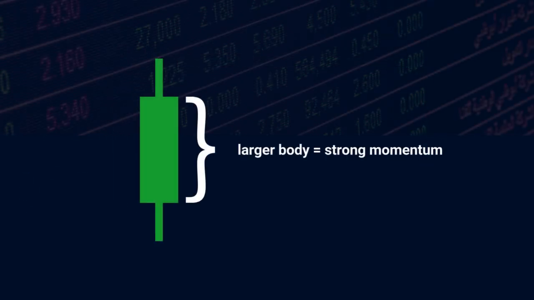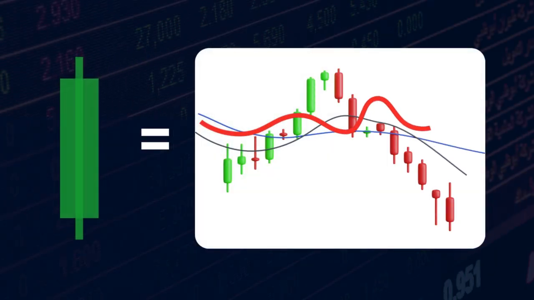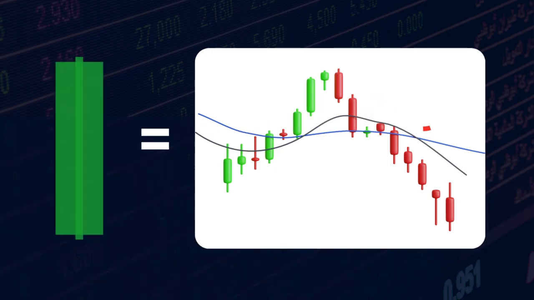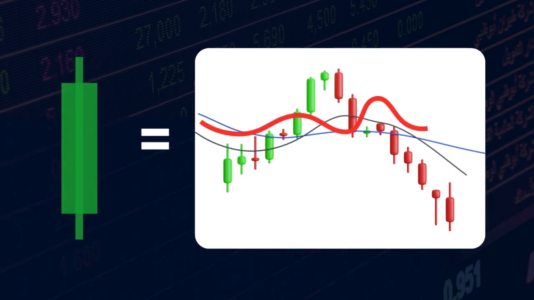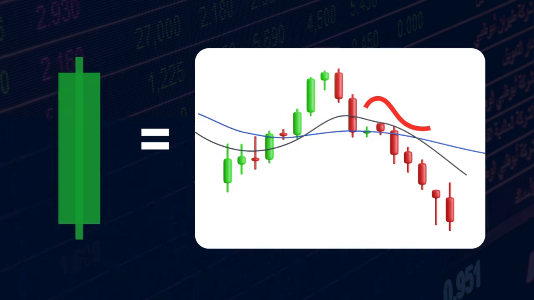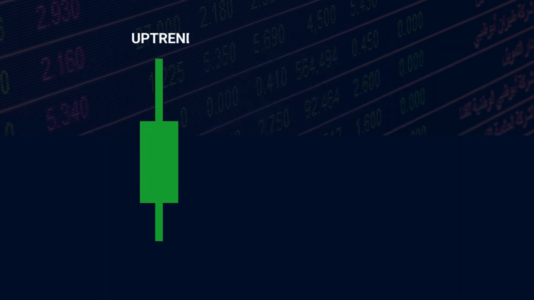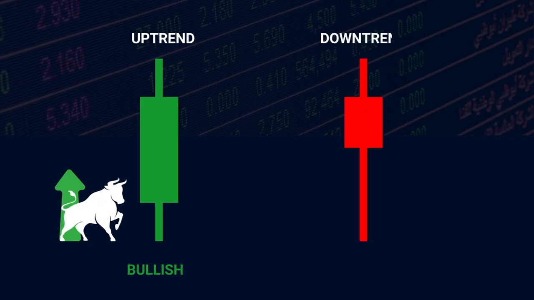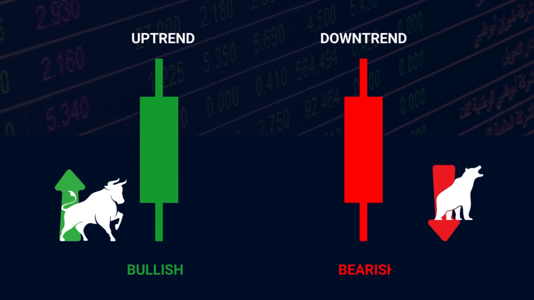A larger body reflects stronger momentum, showing a significant difference between the opening and closing prices. This means that prices are consistently rising or falling from open to close, often signaling the start of an uptrend, continuation of a bullish momentum, or a downtrend, continuation of a bearish momentum.